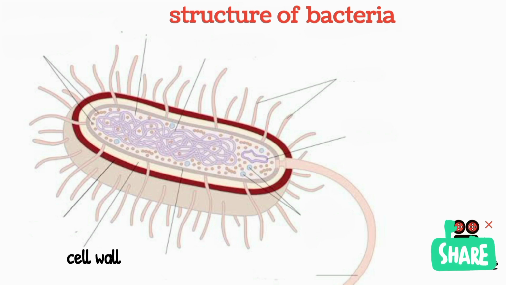Then just outside the cell wall, we have a non-essential component, which is the capsule. Capsule is not present in all bacteria, but when present, it gives pathogenicity to that bacteria. It makes that bacteria more pathogenic. Then an essential component just inside the cell wall is the cell membrane. So the cell membrane basically has a role in transport of substances inside and outside the bacteria.